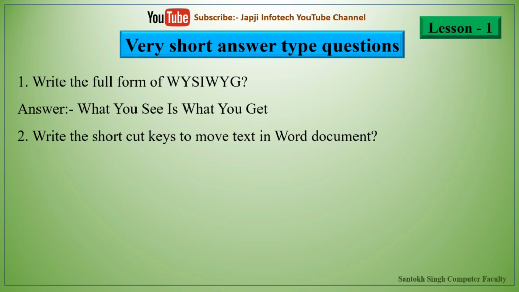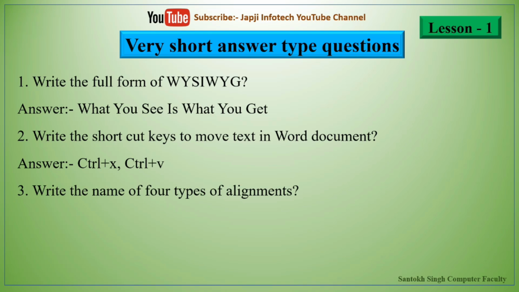The second question is: write the shortcut keys to move text in a Word document. The right answer is Control plus X and Control plus V keys used to move text in a Word document. Our third question is: write the names of 4 types of alignment. The options are left, center, right and justify.